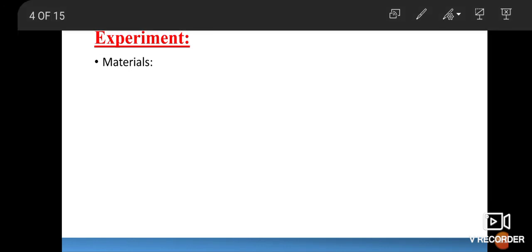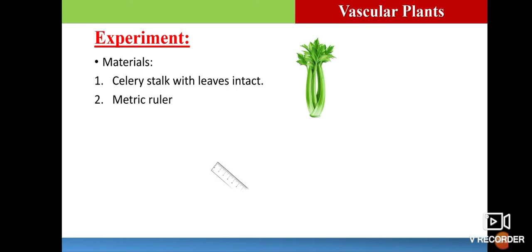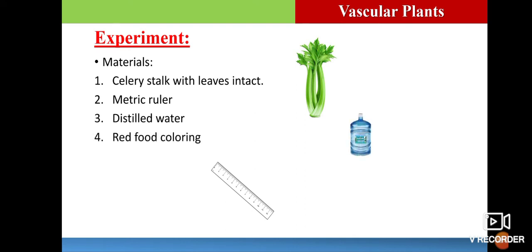First of all, we need a celery stalk with leaves intact. This is the picture of the celery stalk with leaves intact. We need a metric ruler. We need also distilled water. This is distilled water. Red food coloring. This is red food coloring. We need a stirring rod. This is the stirring rod.